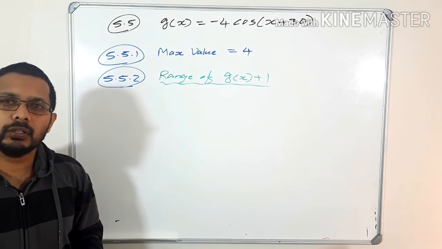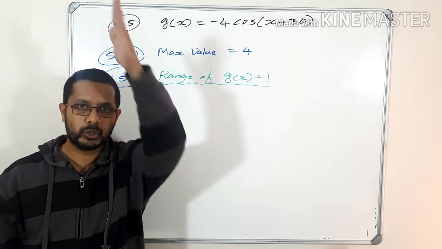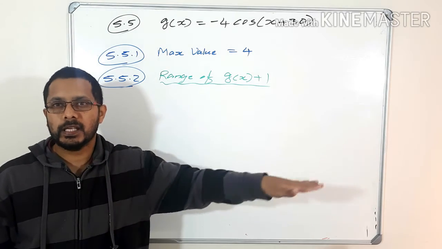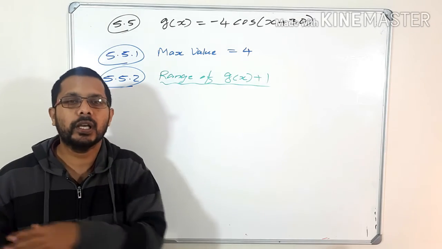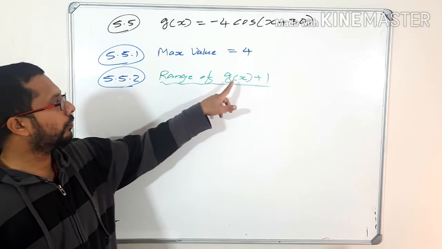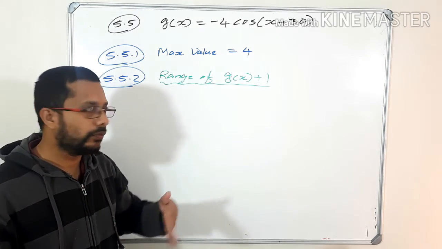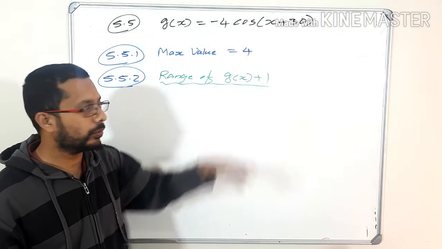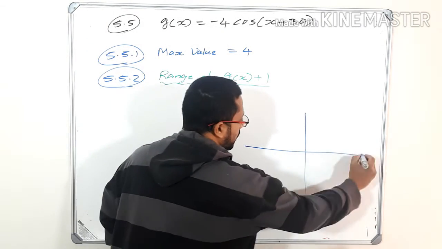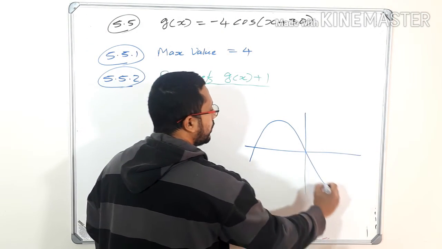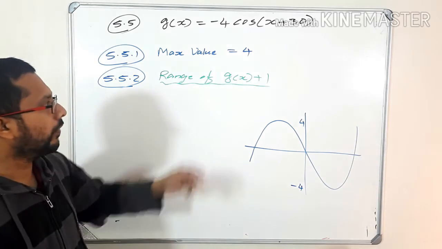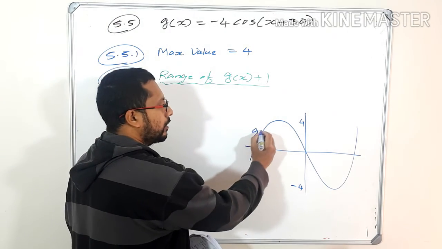Okay. So what is the meaning of range? Range means possible y values. What is domain? Possible x values. So domain is possible x values and range is possible y values. So here the question is to find the range, that means possible y values, of this g of x. If I draw this graph roughly, I told you the maximum value of this graph is positive 4 and the minimum value is negative 4. So what is the meaning of this? Assume that this is our g of x.